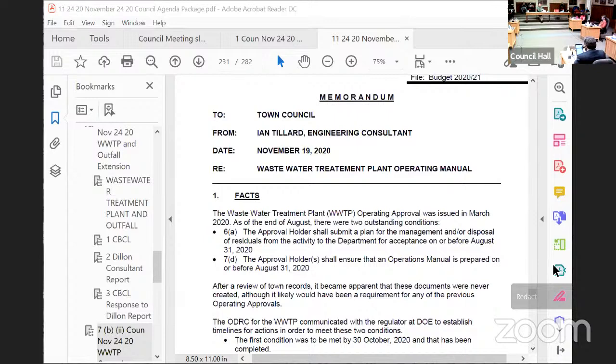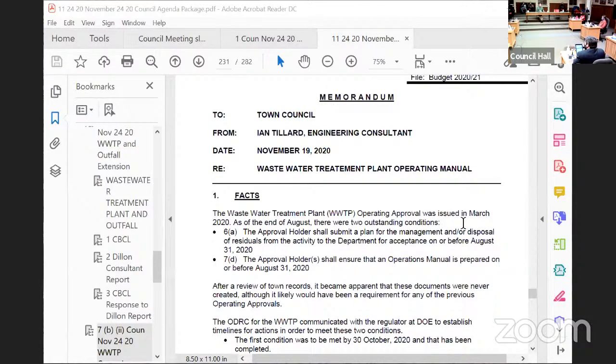I'm hoping this is one of our last surprising moments with our plants. We talked with the regulator and have been given a deadline of January 29th for the operating manual. My opinion is that Sarah has been intimately involved in that plant and knows the plant inside out. In terms of a cost and timing exercise, my recommendation is that we proceed in getting that manual written with CBCL, and that's what my motion reflects.